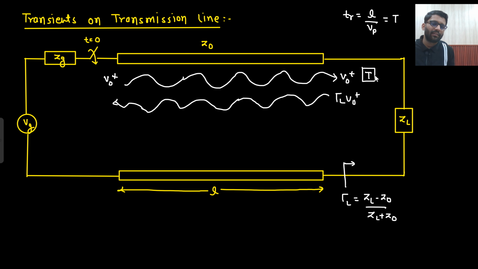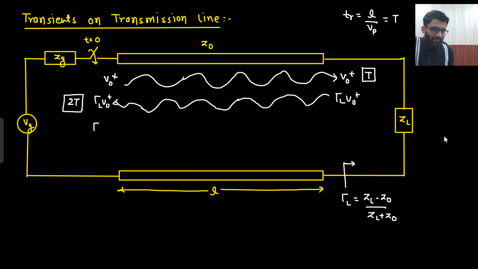So here, this was your time t. At time 2t, what will reach here? Gamma L V naught plus. V naught plus was going, then at time t it was reflected back. So gamma L V naught plus was reflected back. So at time 2t, gamma L V naught plus has reached. Now gamma L V naught plus is reflected back by Zg.